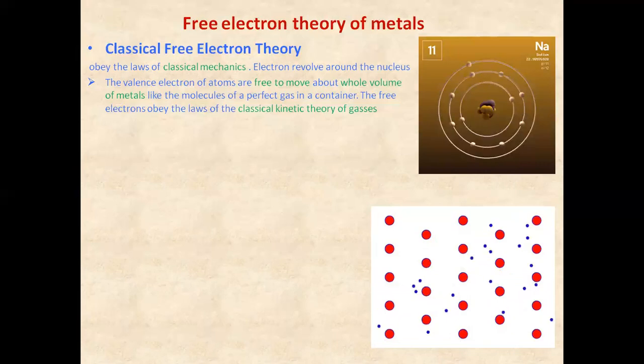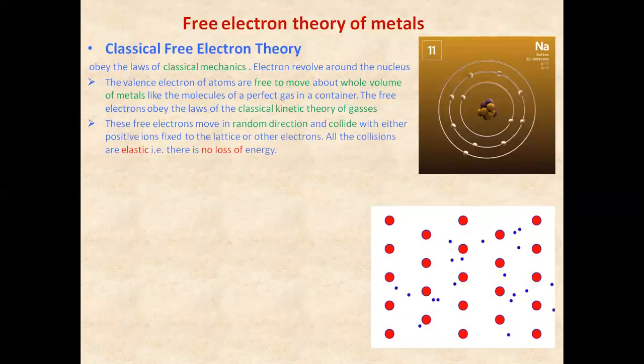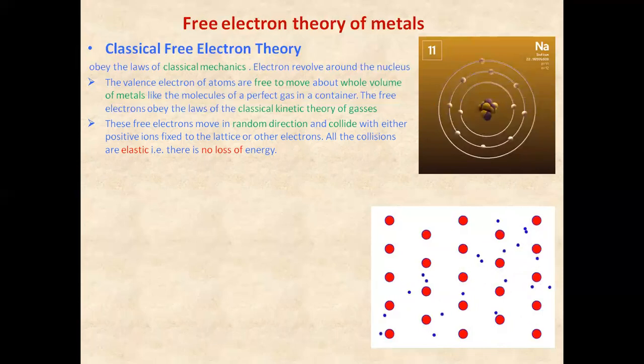The classical free electron theory obeys the classical kinetic theory of gases. Now, these free electrons move in random directions and collide with either positive ions fixed to the lattice or other electrons. All the collisions are elastic. That means there is no loss of energy. Here the electrons are moving randomly. In between, those electrons collide with the positive ions which are fixed in the lattice, or are bombarded with another electron.